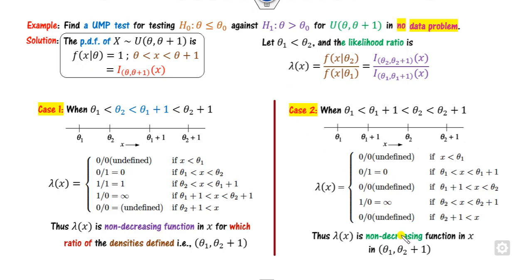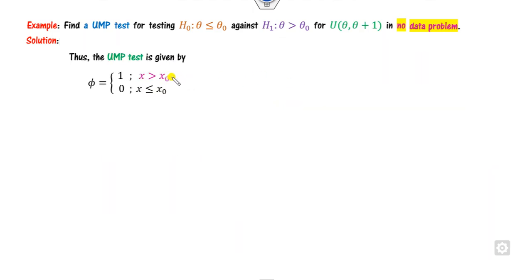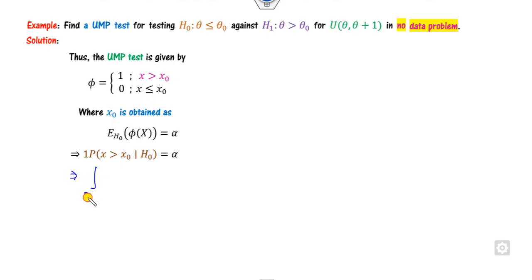Once it's an increasing function, we can write the test in the form of x greater than x0. How do you find x0? We can solve this one. This is a function of x, so we can write the integration of this. The maximum value will be theta 1 here, but under H0, theta is theta naught. So I can write this as the integral from x0 to theta naught plus 1.